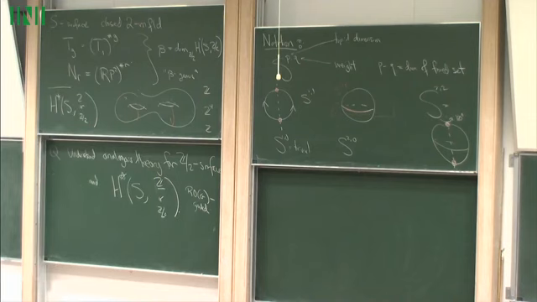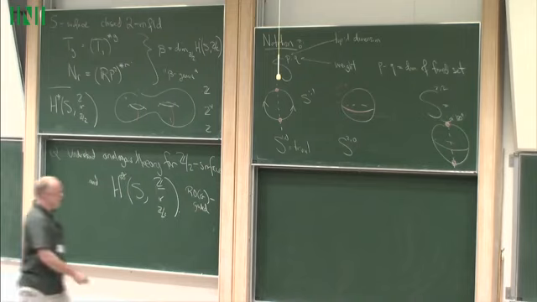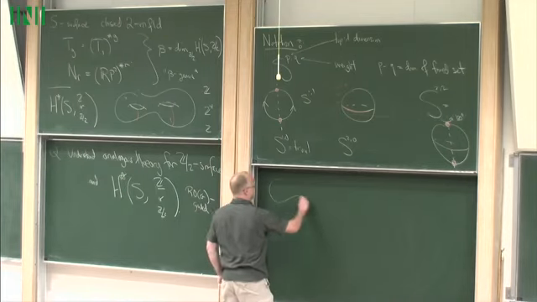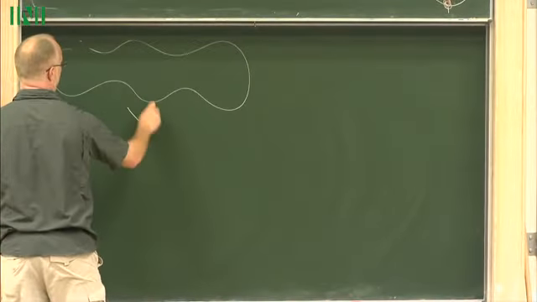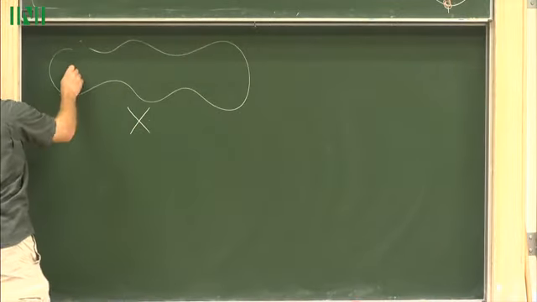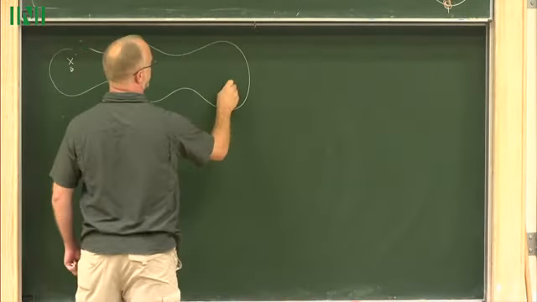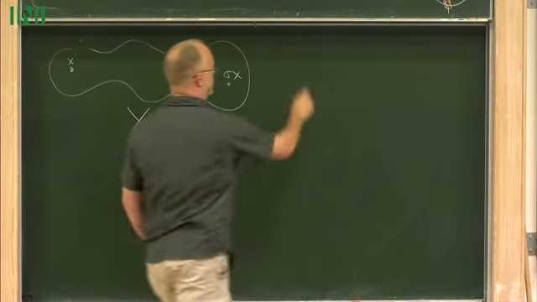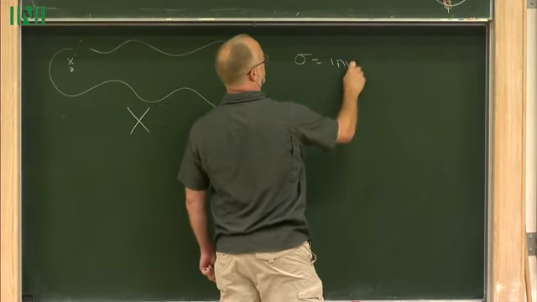I'll add to this as we go along. But what are some basic things you can do to these gadgets? If you have an X, and you have a point here, which is conjugate to a point here. So sigma will always be the involution.